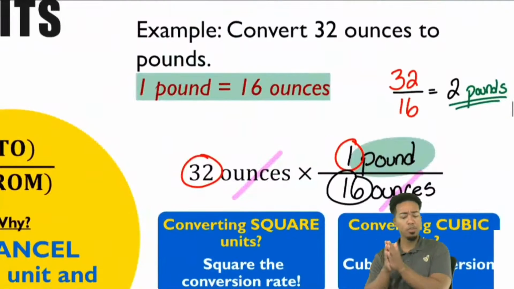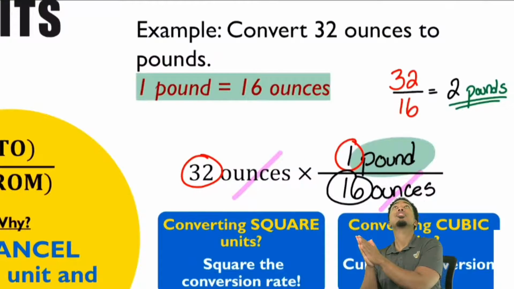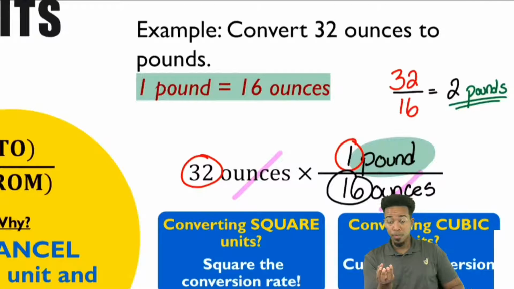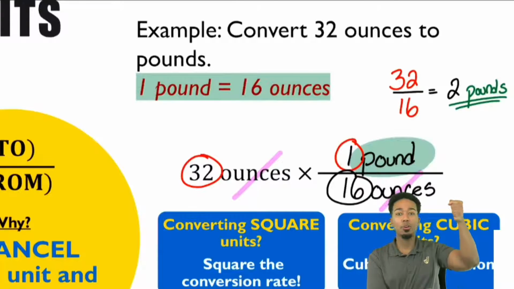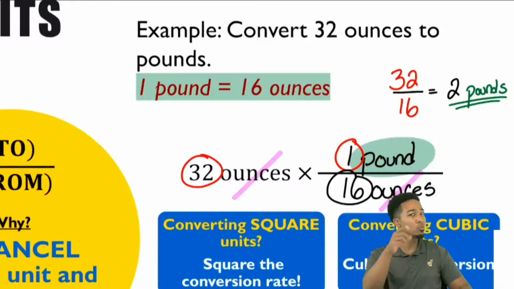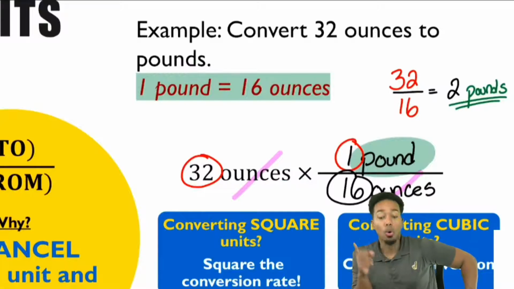All right, so here we're converting 32 ounces to pounds. Okay, everybody, we're starting with ounces, and we're trying to see how many pounds that is. An ounce is smaller than a pound. So we're going from a small unit to the bigger pound. So if I'm going from a small unit to a big unit, what am I supposed to do again? Oh, I'm supposed to divide.